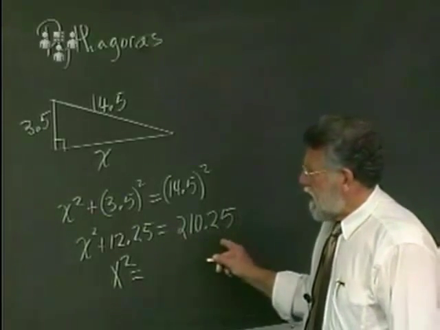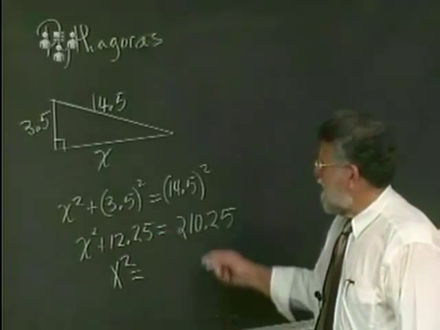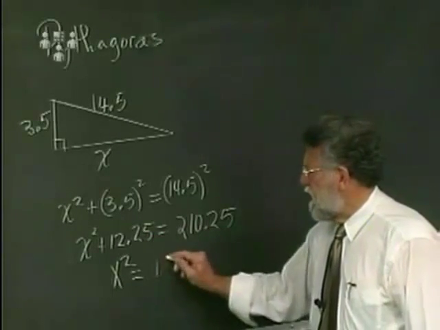Okay? Now, subtract from both sides. I love it. The two 5s are gone. And I have 12 from that, which is going to come out 198.